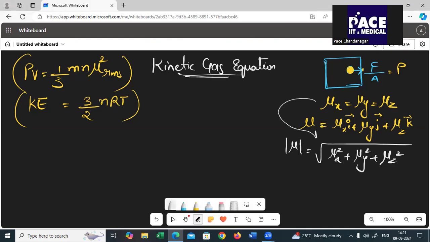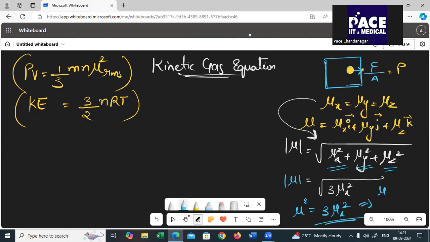Since we have taken, for a given molecule, ux almost equal to uy equal to uz, that would be the square root of 3ux squared. For convenience, everything is turning out to be ux here, because ux equals uy equals uz. So this would be your mod u. Therefore, u squared is equal to 3ux squared, which implies ux squared is 1/3 of u squared. Let me put this aside; we will make use of it later.